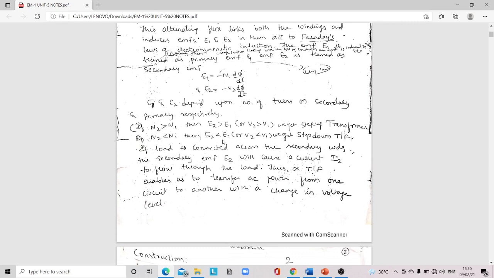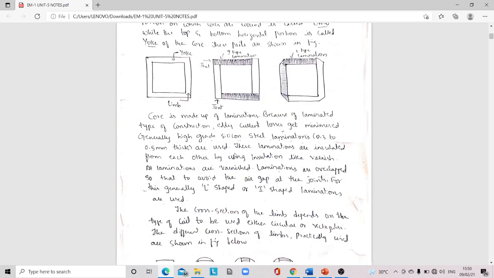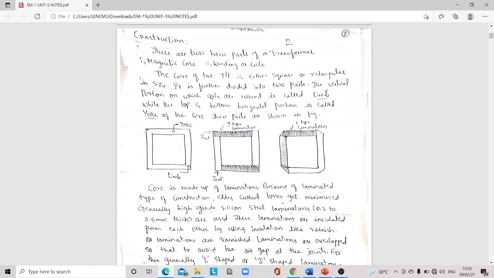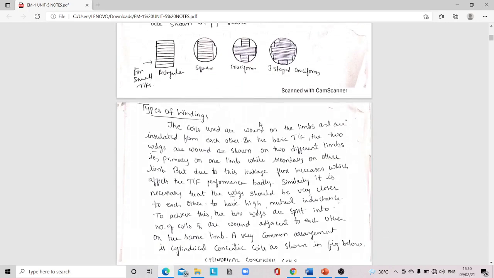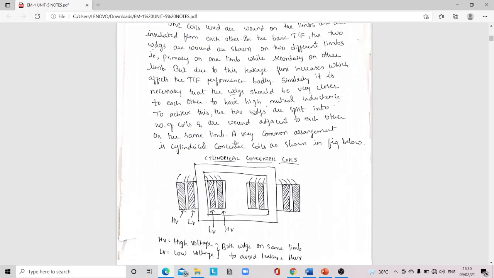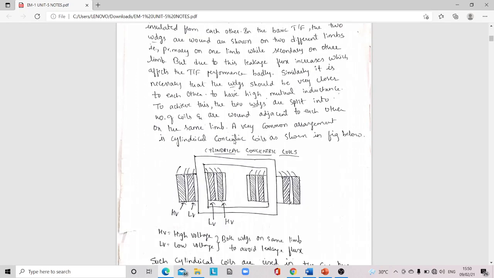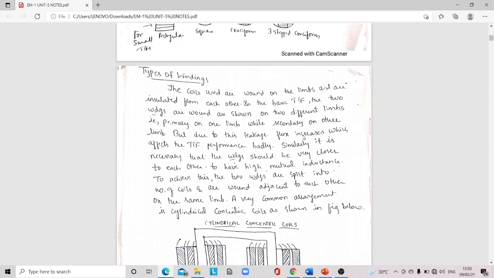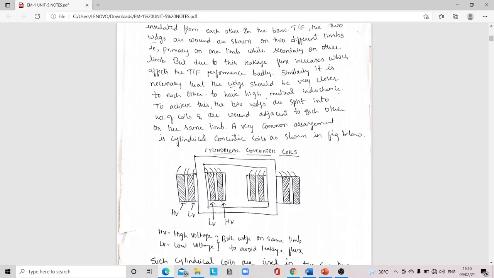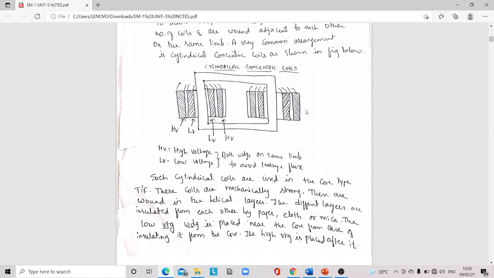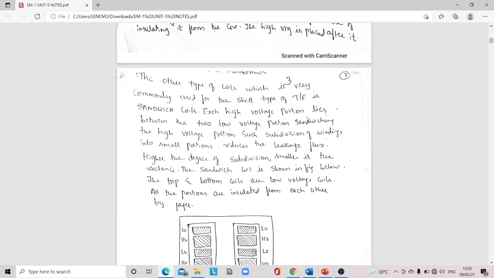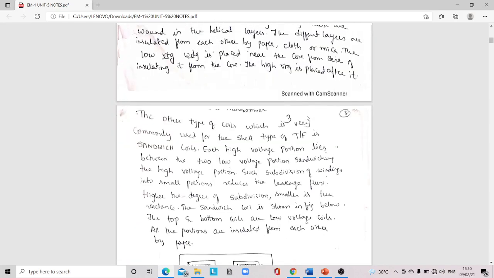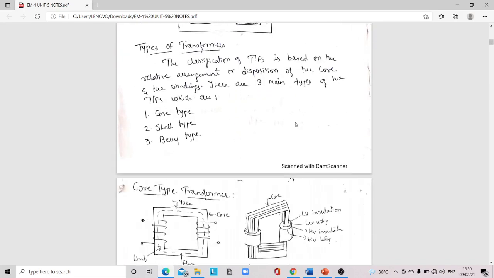So basically a step up transformer will increase the voltage, and a step down transformer will decrease the voltage. Construction wise we can see there are two basic parts, magnetic core and windings, and they are placed in the transformer tank and provided with bushings, transformer oil, conservator and all for a transformer of higher ratings. There are two types of windings. One is cylindrical concentric coils, another one is sandwich coils. Cylindrical concentric coils are used in core type, and sandwich coils are used in shell type.